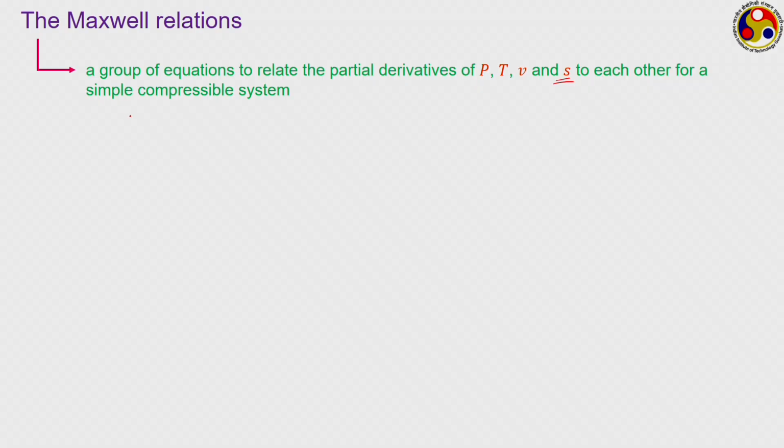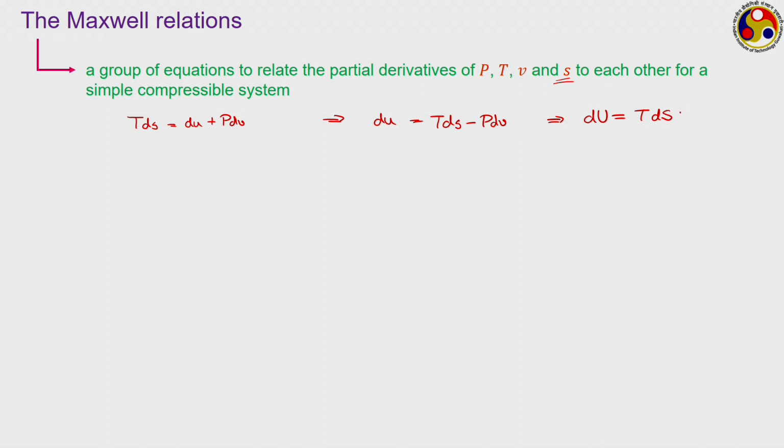I hope you remember. The first equation was TdS is equal to du plus P dV, that is du equal to TdS minus P dV, or if we write in terms of extensive properties, dU equal to T dS minus P dV, with capital S and capital V. That was the first TdS relation.